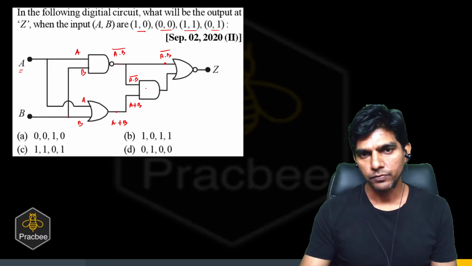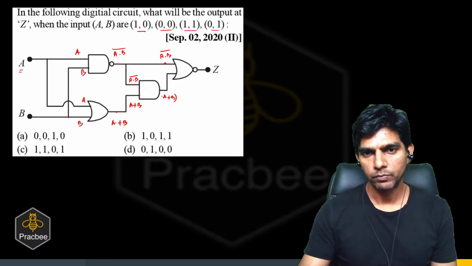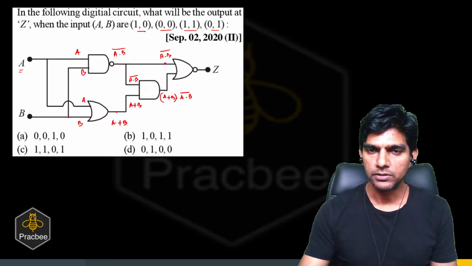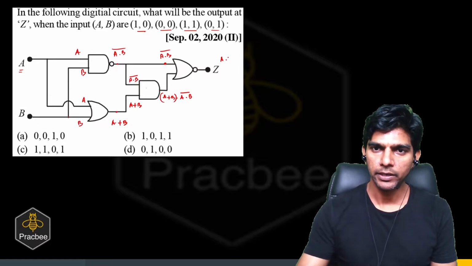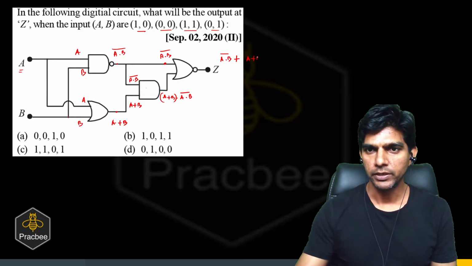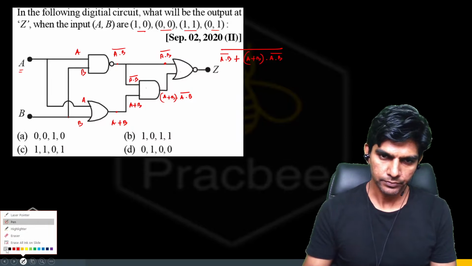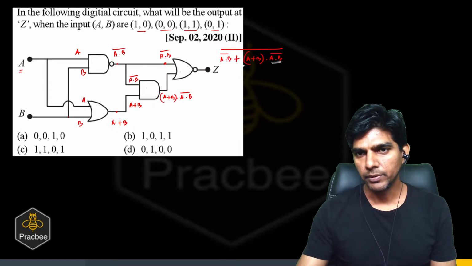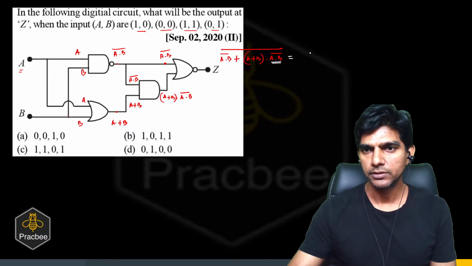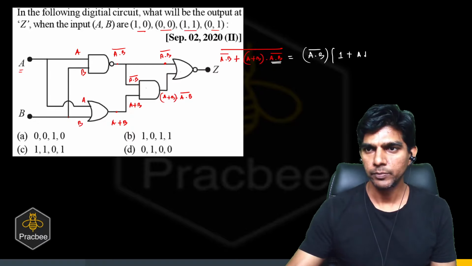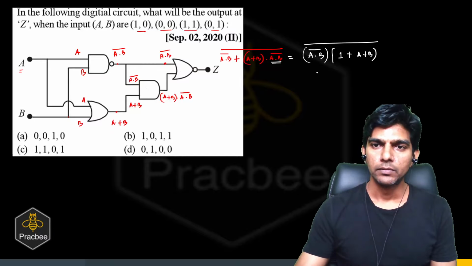So here we'll get, now this is an AND gate, so it will be A plus B multiplied with A B bar. Now we are feeding this to this NOR gate, so here we'll get A B bar plus A plus B multiplied with A B bar, whole bar, right? Because it's a NOR gate. But let us simplify this. So we can take A B bar common. So it can be written as A B bar common, so we have 1 plus A plus B whole bar, right?